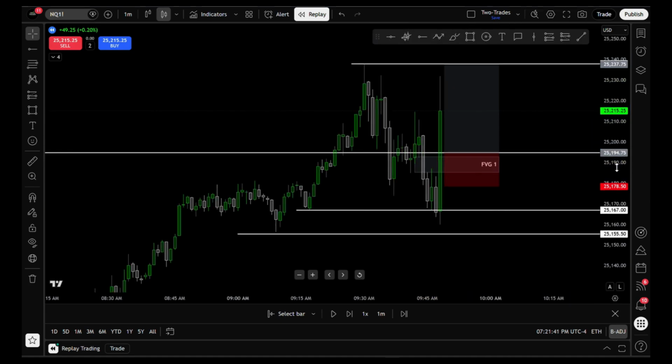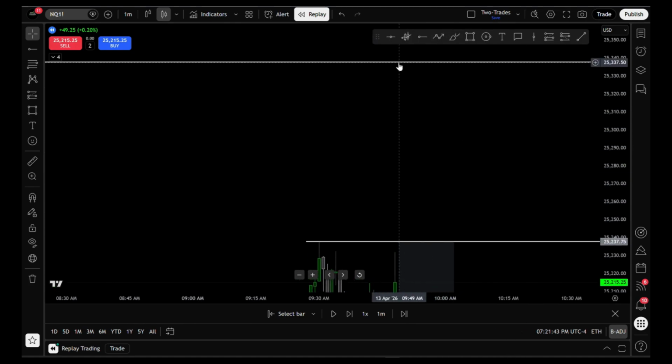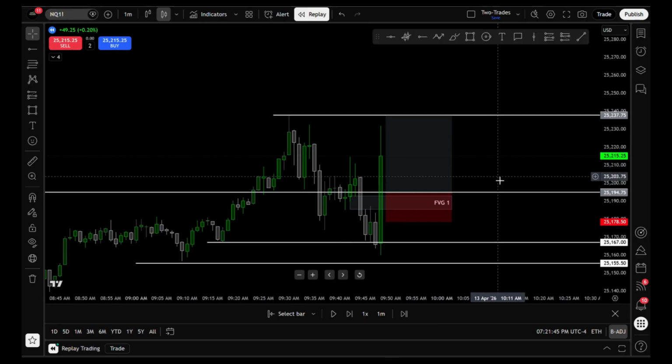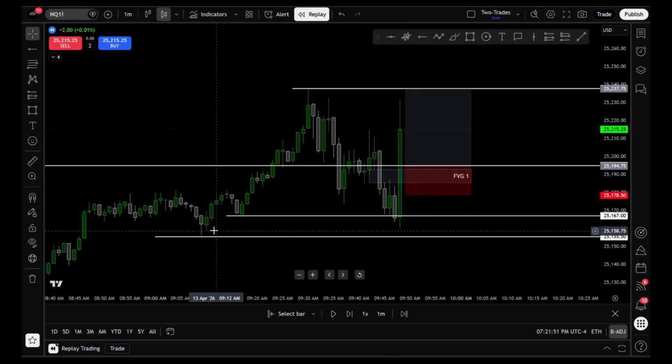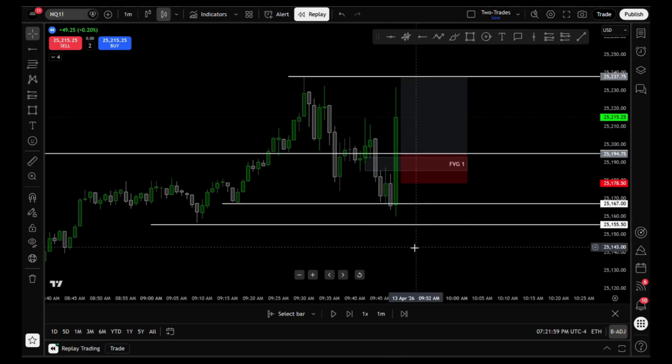Now, why did I go long? Because we have a draw on liquidity up here, so I'm looking for longs. We have our key level get swept, which is sell side liquidity here, here. It doesn't matter that this one didn't get swept. Would I have liked it to get swept? Sure, because that's just higher probability, right?